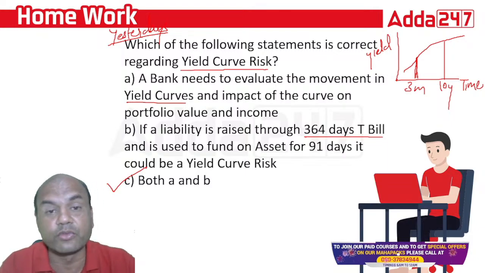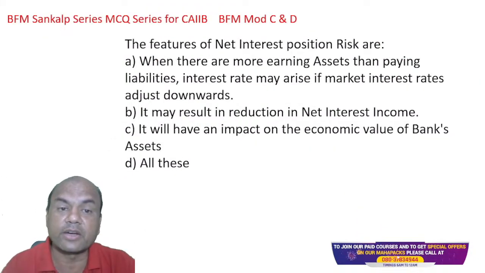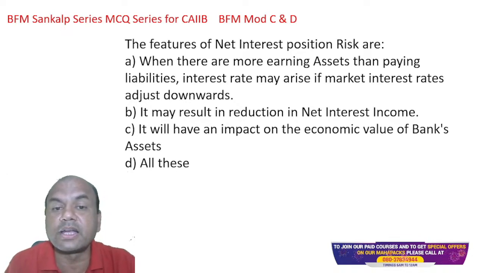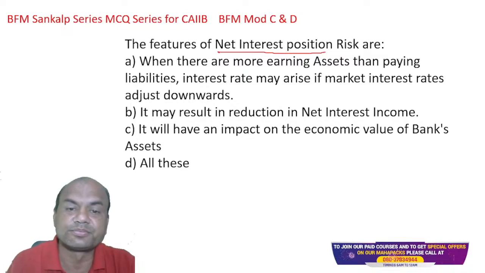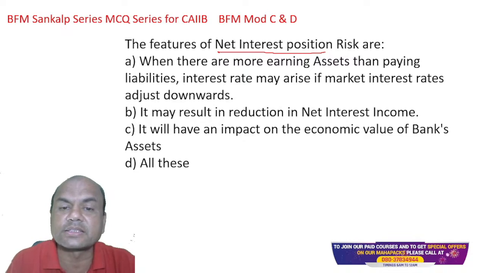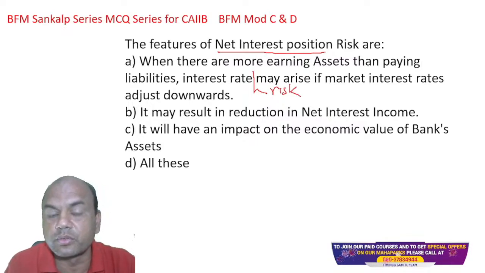This was yesterday's homework. Let's start with today's part. What are the features of net interest position risk? When there are more earning assets than paying liabilities, interest rate risk may arise if the market interest rate moves downwards.